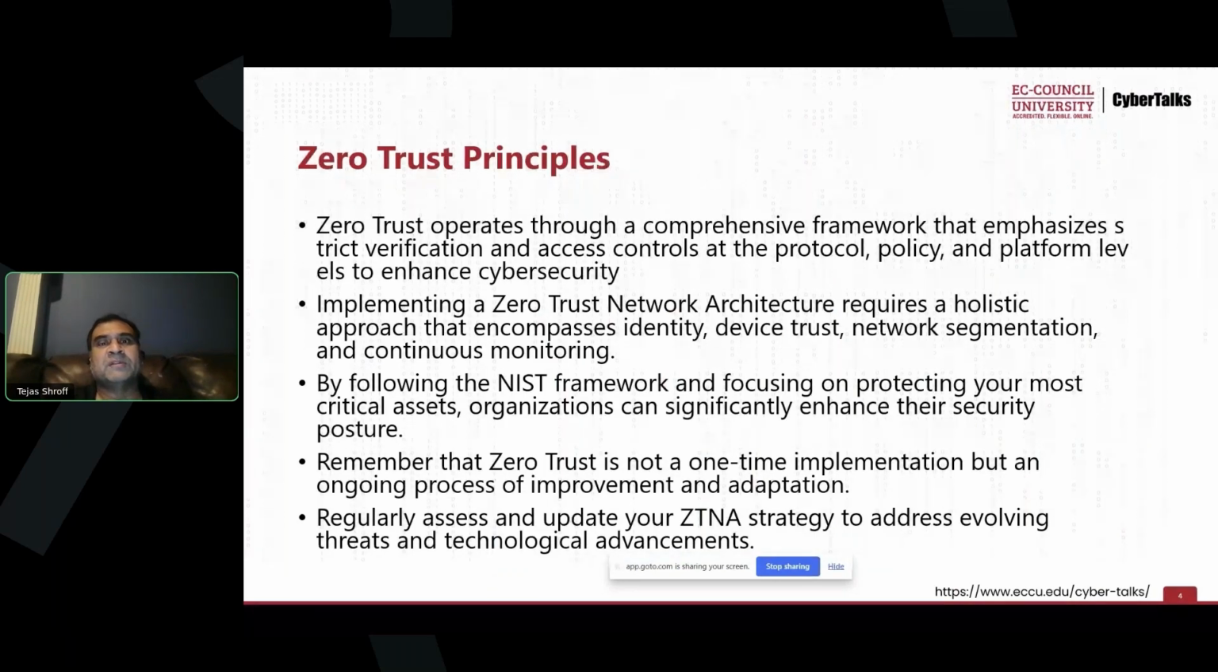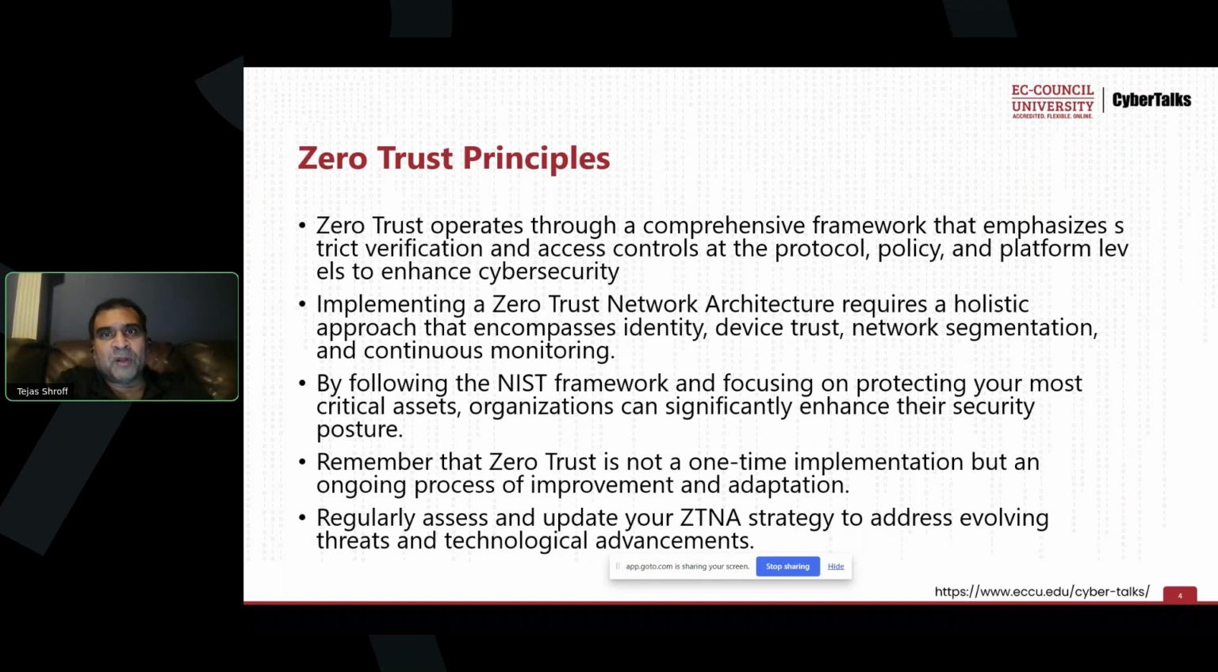So what does zero trust do? Zero trust operates through a comprehensive framework that emphasizes strict verification and access control at the protocol, at the policy, and at the platform levels to enhance cybersecurity. So the message is very clear. The previous slide showed the 5 pillars. Here it also shows that if you want zero trust, you have to apply controls and verification at various levels. One level won't cut it. You have to do it at the protocol level, at the policy level, and at the platform level in order to get full zero trust.